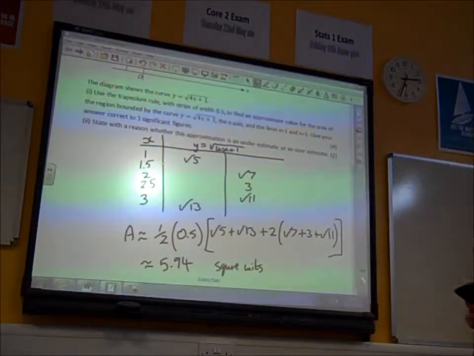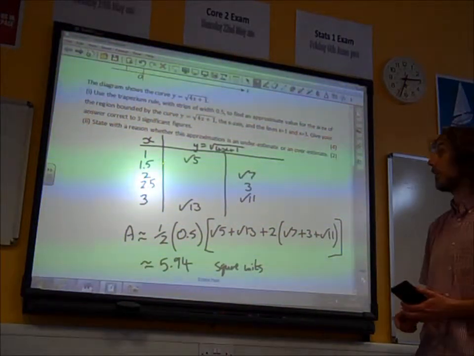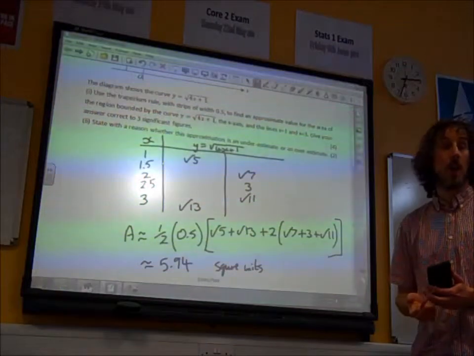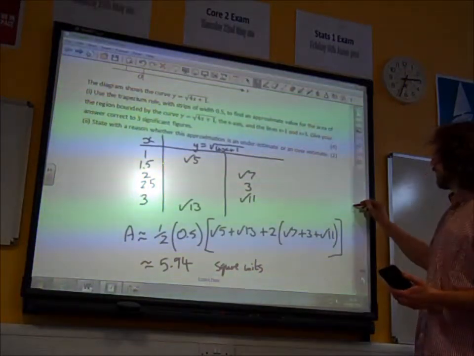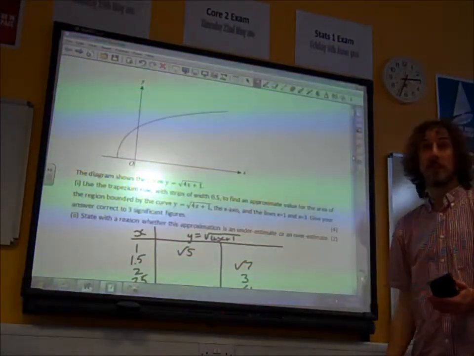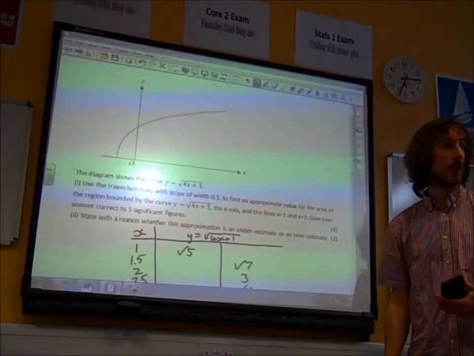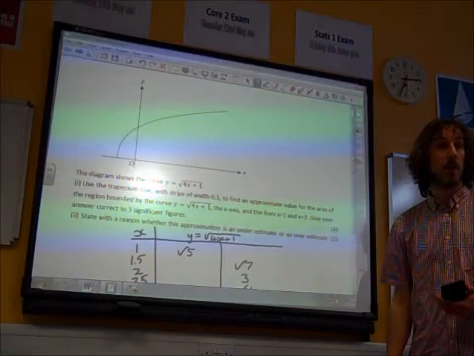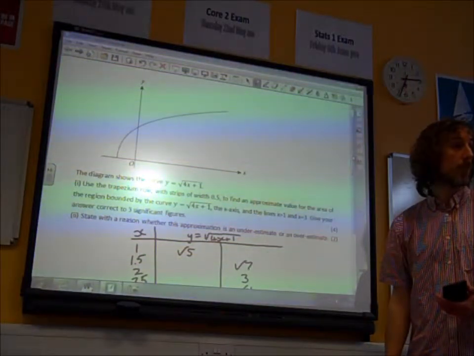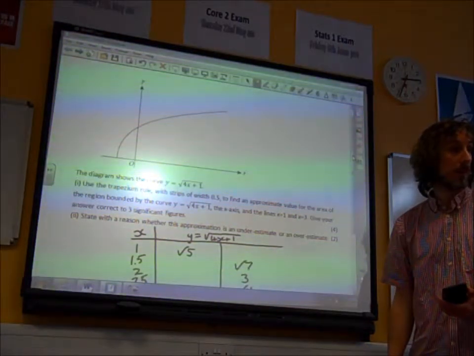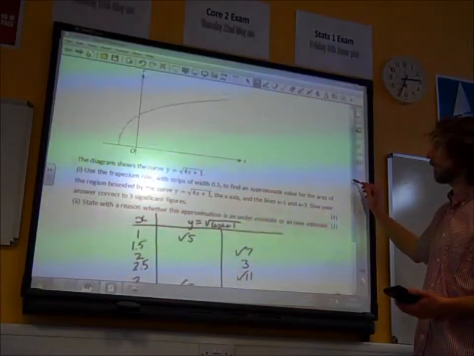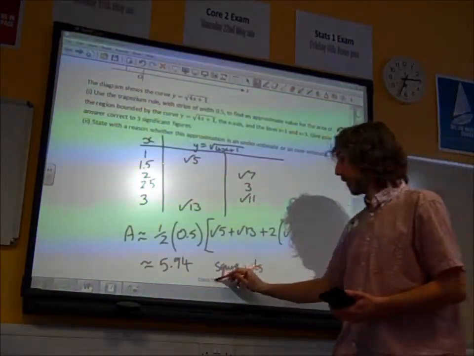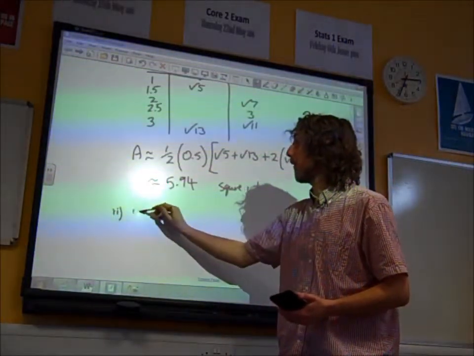Now, state with a reason whether this approximation is an underestimate or an overestimate. So there's our curve. They helpfully drew it for us. What did we think? Underestimate. Why? Because the curve goes over the trapezium. Okay. So for part 2 we're going to say it's an underestimate.